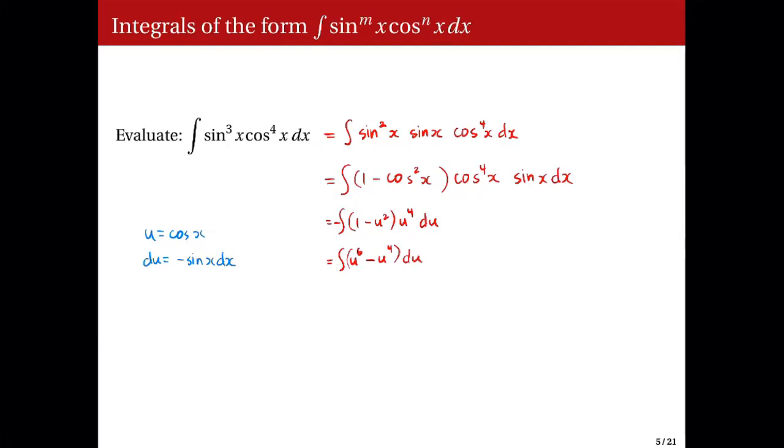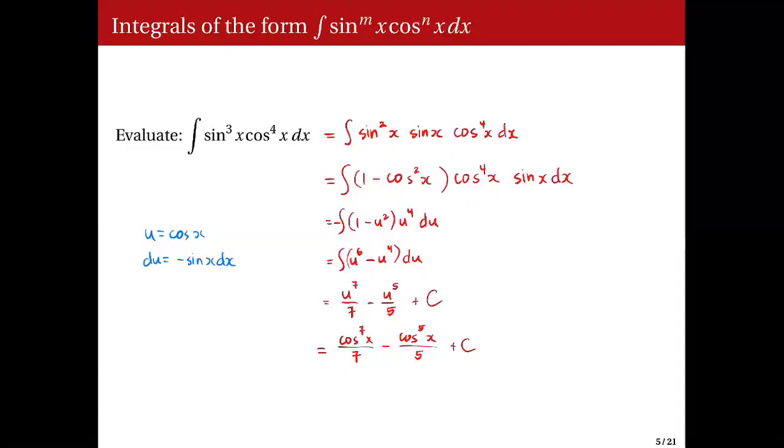And this guy here, you can integrate easily. So this is just u to the 7 over 7 minus u to the 5 over 5 plus c. If we bring back cosine, we have cosine to the 7 of x over 7 minus cosine to the 5 of x over 5 plus c. So this is the answer.